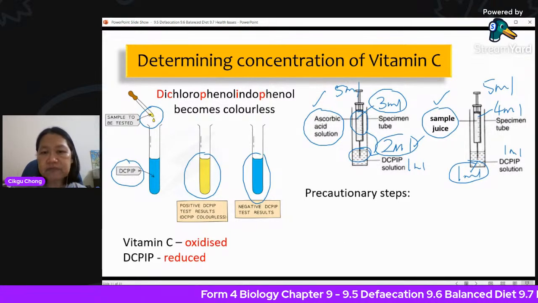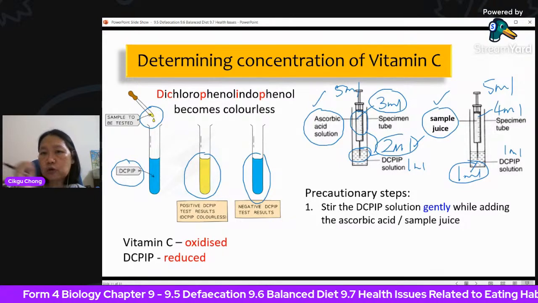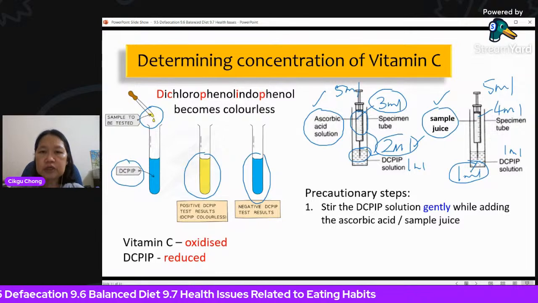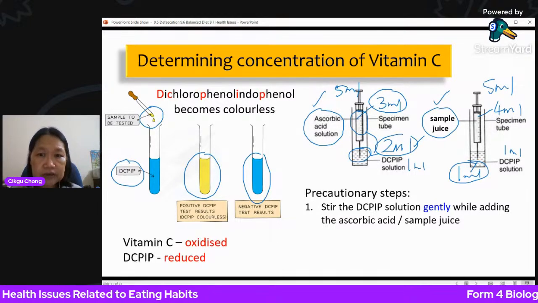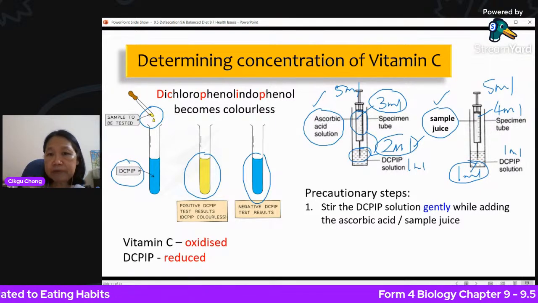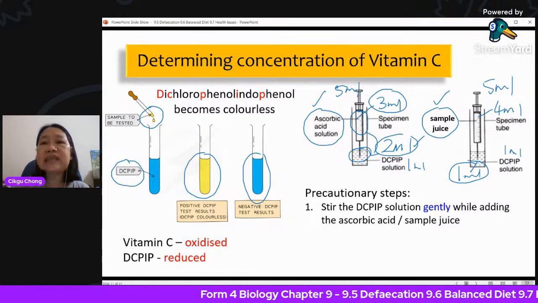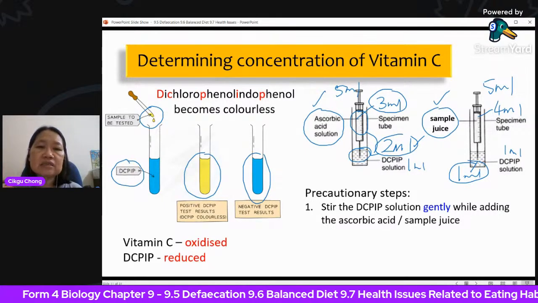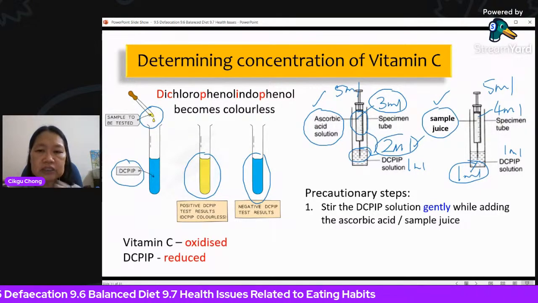Now, precautionary step first. First of all, you must stir gently, so you don't shake it. Don't shake the tube, because when you shake the tube, you are introducing more oxygen into your DCPIP. If your DCPIP has been reduced and you add more oxygen, it will be oxidized again. That means you need to add in more vitamin C, more sample. It's not accurate anymore.